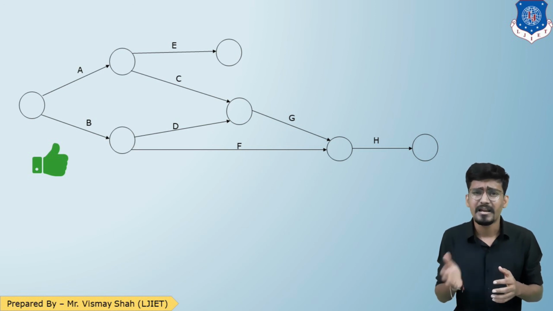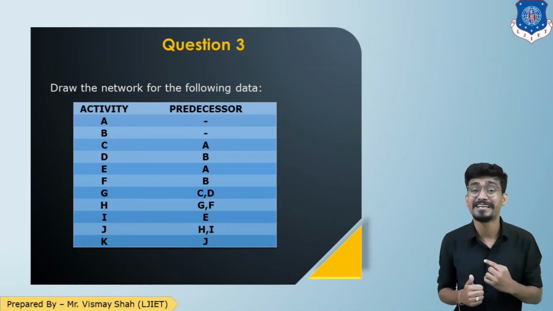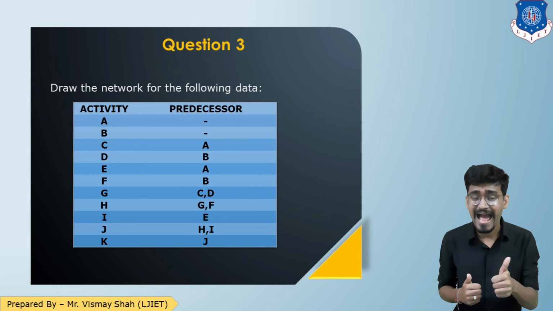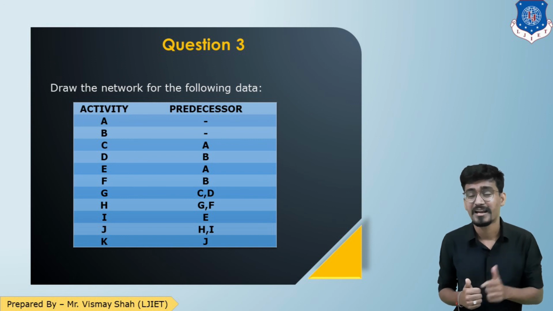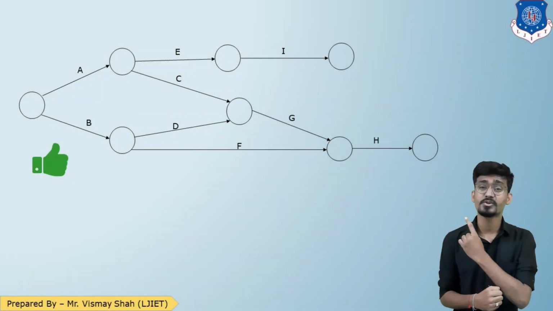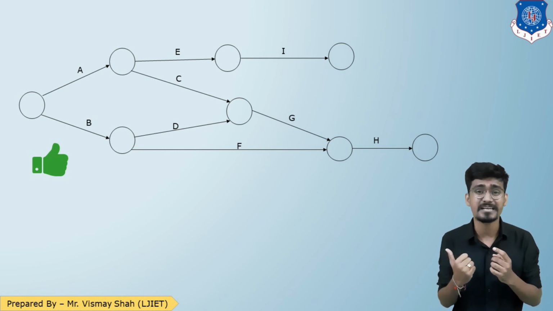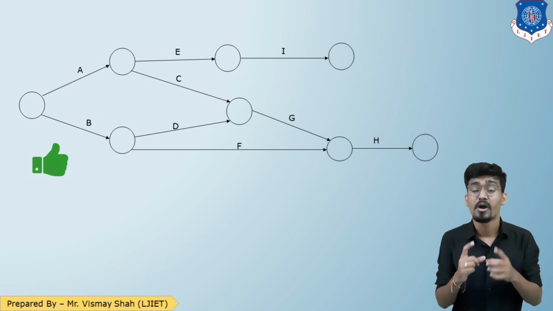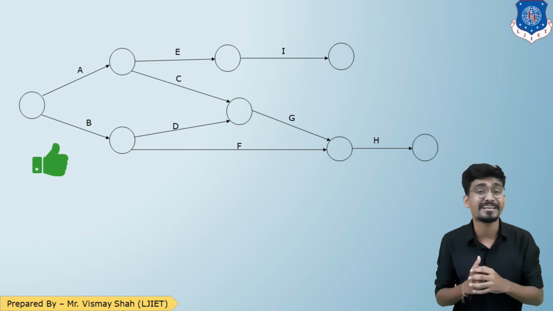Now, let's come back to the data. Next is activity I having predecessor E, and activity J having predecessor H and I. Let us draw this. So as you can see in the network diagram, from activity E, I is coming out. Now the next one: from activity H and I, activity J is coming out.